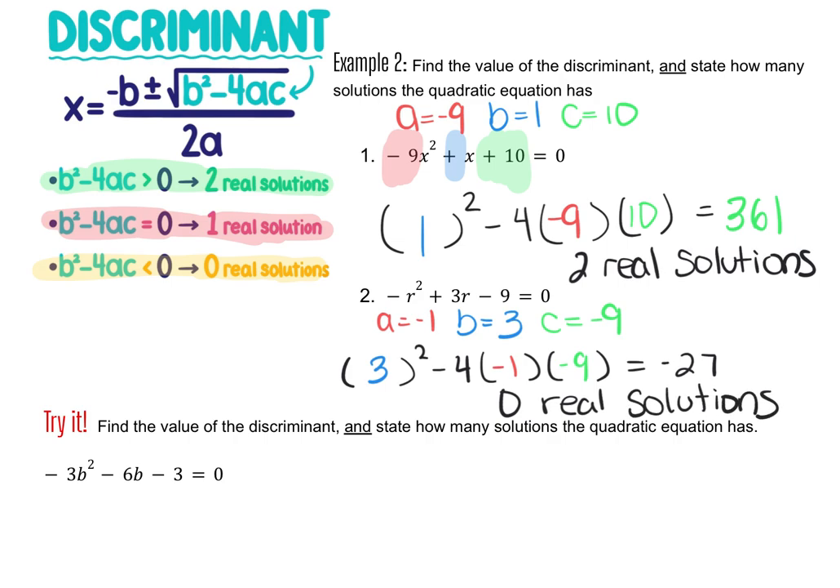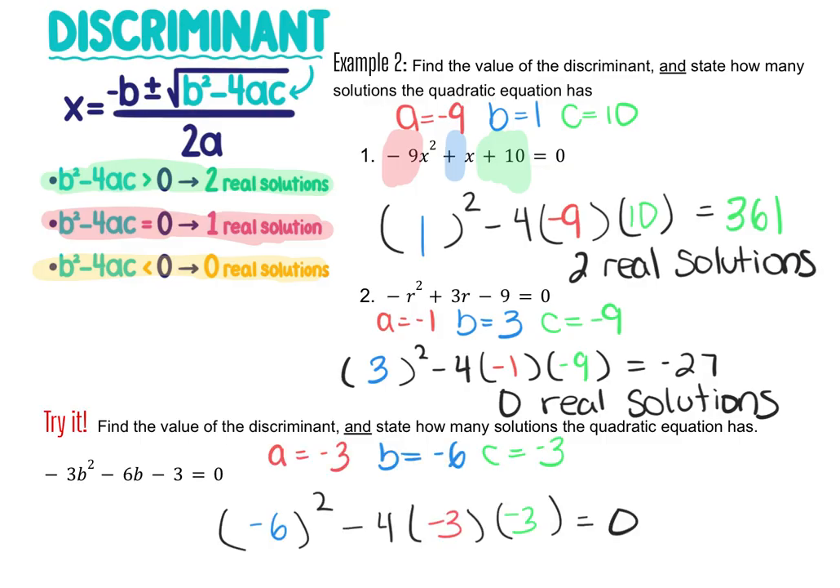So in the triads, I want to find the value of the discriminant, so that means find the number, and then state how many solutions the quadratic has. So this means determine using my chart if I will have 2 real solutions, 1 real solution, or 0 real solutions. So when I find the discriminant, I have the value of 0. So this means that I will have 1 real solution.